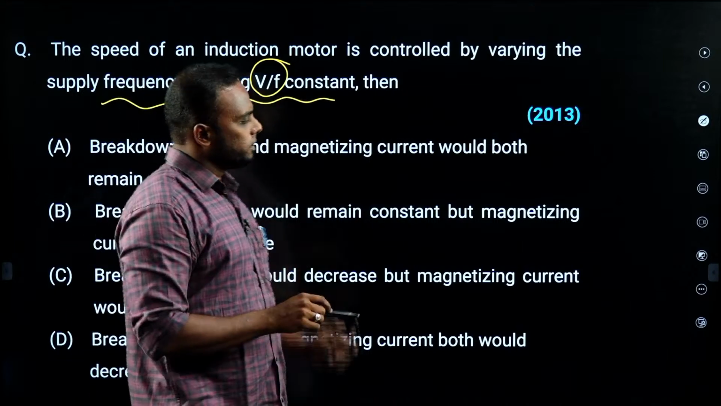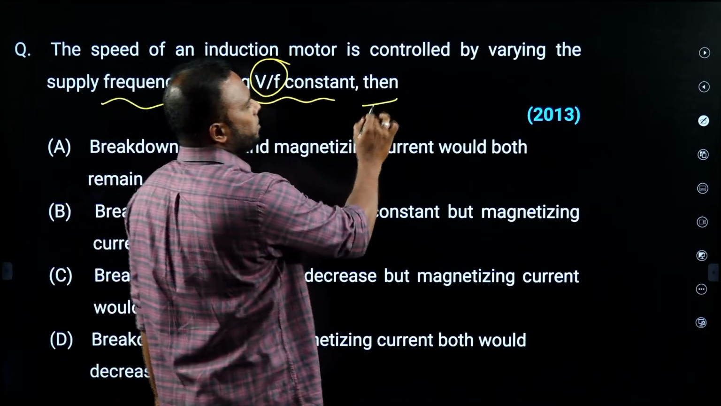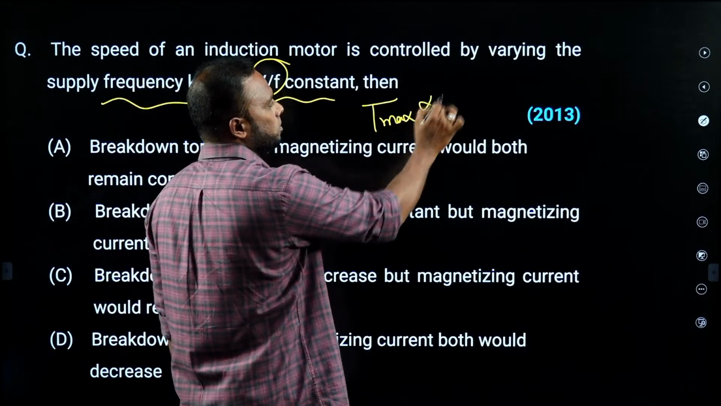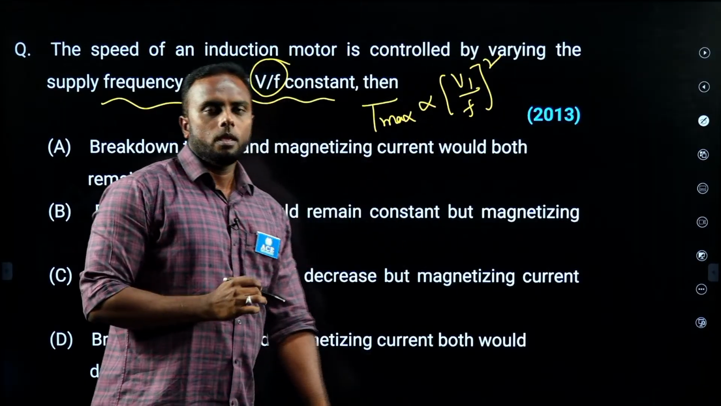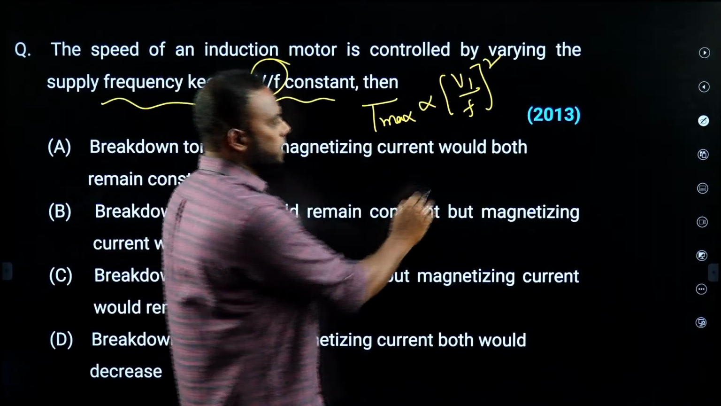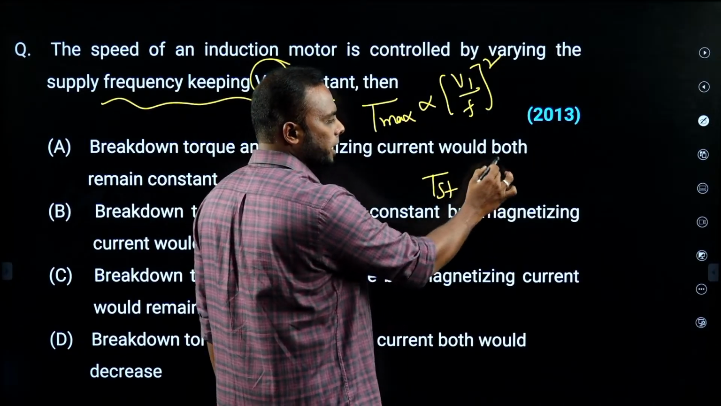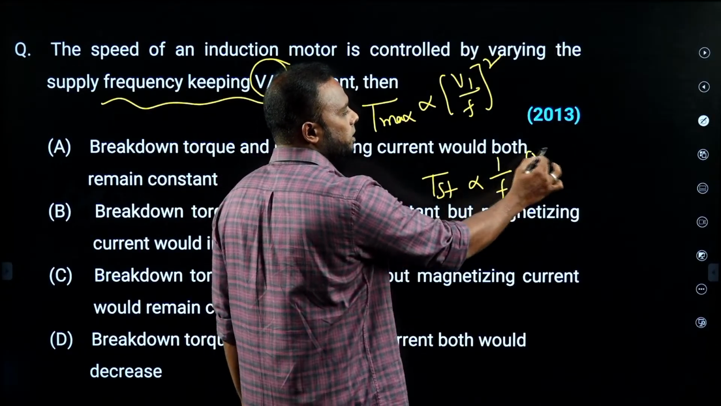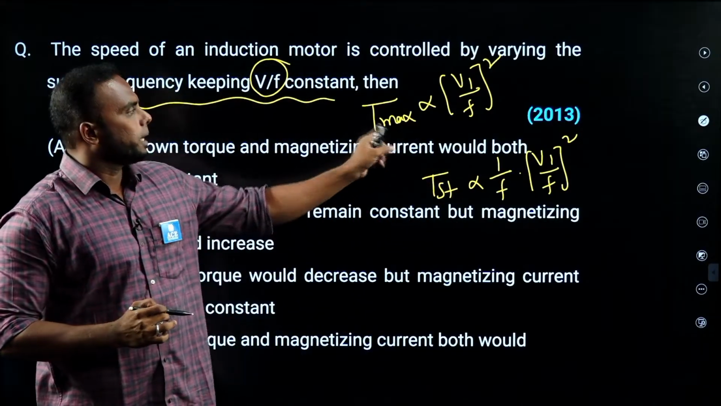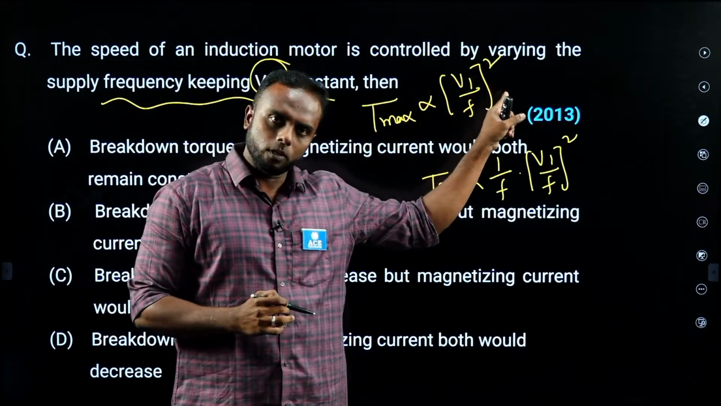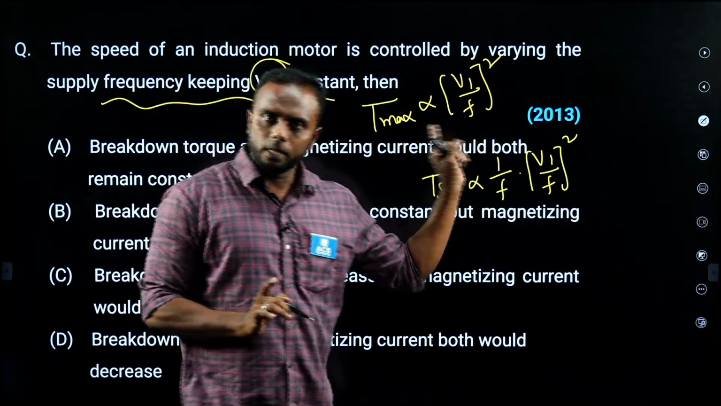So we have one relation. Maximum torque is proportional to (V1 by F) whole square. And starting torque also has one relation. Remember, somewhere we will use this again. It is 1 by F into (V1 by F) whole square. So these are all from torque equations we get these relations. Maximum torque only V by F square and starting torque 1 by F into V by F square.